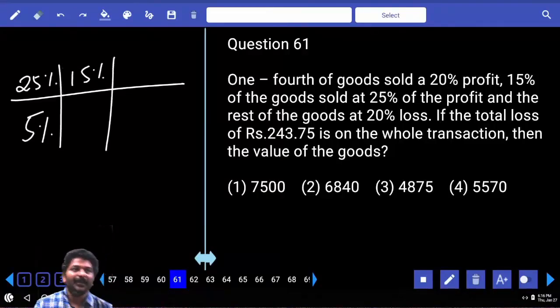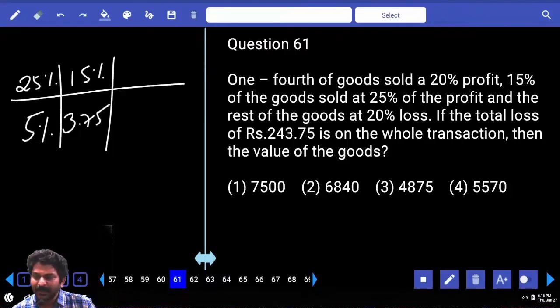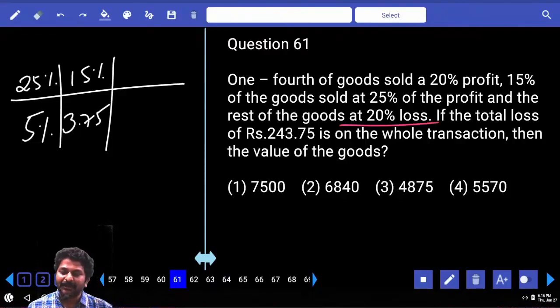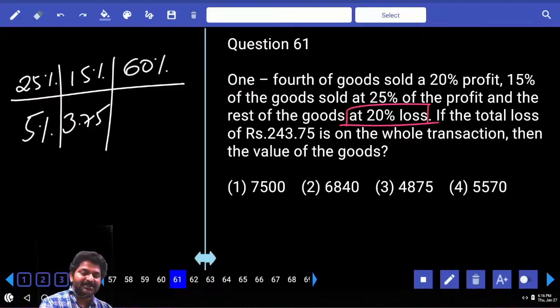Half and half. What is half of 15? 7.5. Again half, 3.75. Next, the rest of the goods sold at 20% loss. So far, what percentage is over? 40. Rest in the sense 60. On that, what is made? 20% loss. That is minus 12 only. Loss, so I am writing minus.